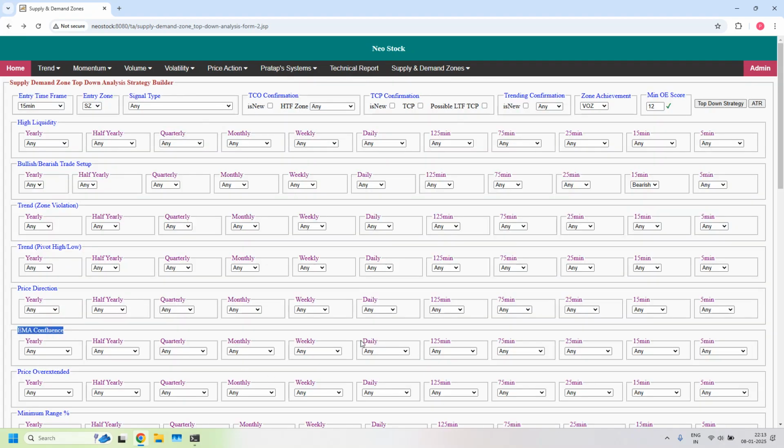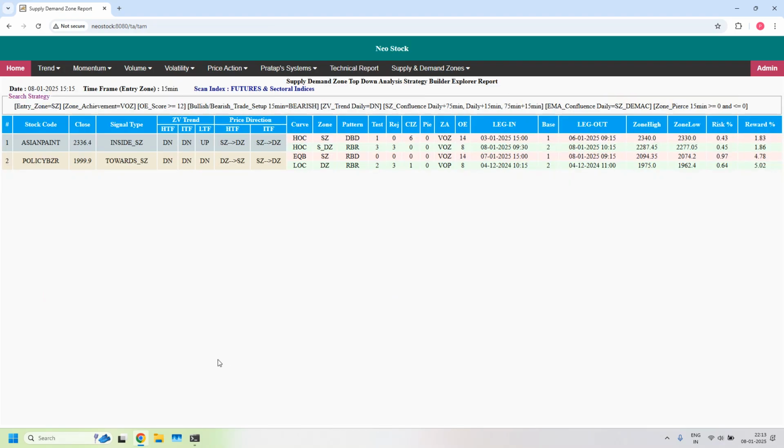In the EMA confluence at the daily time frame. Why daily? Because the 15 minute zone together with the 75 minute zone is part of the daily zone. That's why we are setting daily supply zone having daily EMA confluence. The HTF trend should not be sideways, because EMA confluence does not give any advantage if it is sideways. That's why in the daily trend I am selecting downtrend, because it is a bearish trade setup. So let's verify. We got 2 stocks. These 2 are even more high probability trade setup supply zones.